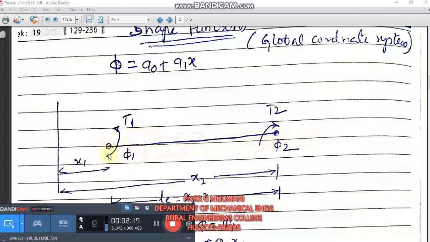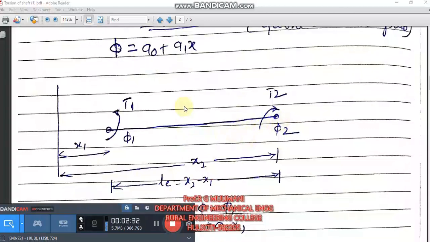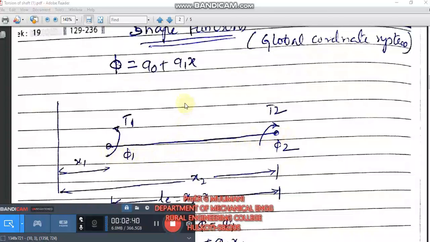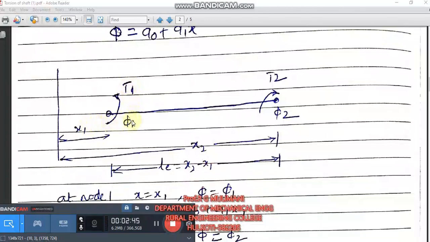When the torque is applied, the nodal displacement is the angular displacement, or the twist, at node 1, that is phi 1, and the twist at node 2, that is phi 2. The analysis is similar to the bar problem. As we know two boundary conditions, we are deriving the shape function in terms of the global coordinate system. At x equal to x1, the angle of twist phi is equal to phi 1. At x equal to x2, phi is equal to phi 2.